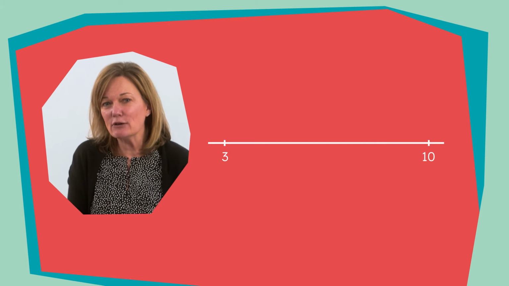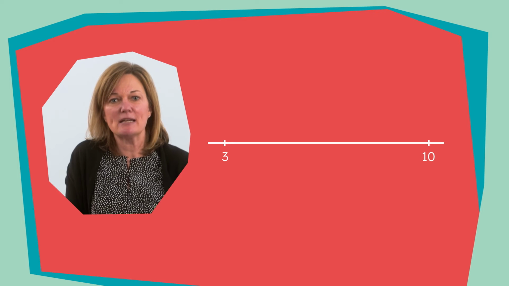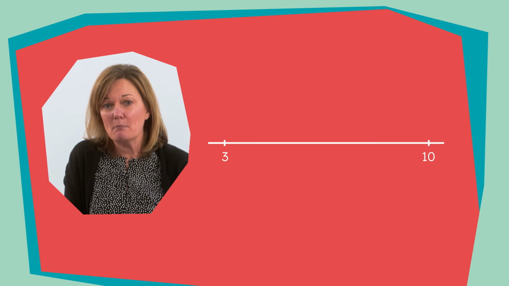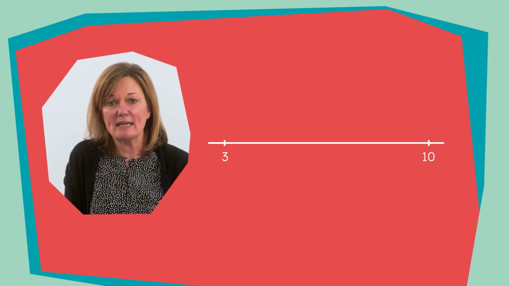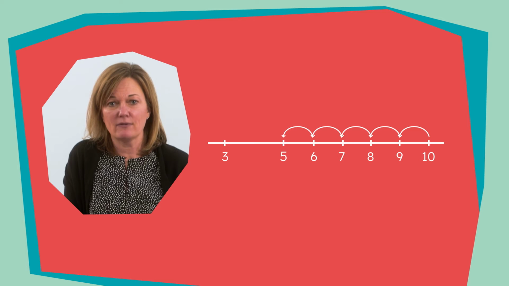Next, let's count down from 10 to 3 and find out how many cookies Moesha ate. As you count with me, we'll make humps as we jump. Ready? We'll begin at 10. 9, 8, 7, 6, 5, 4, 3.